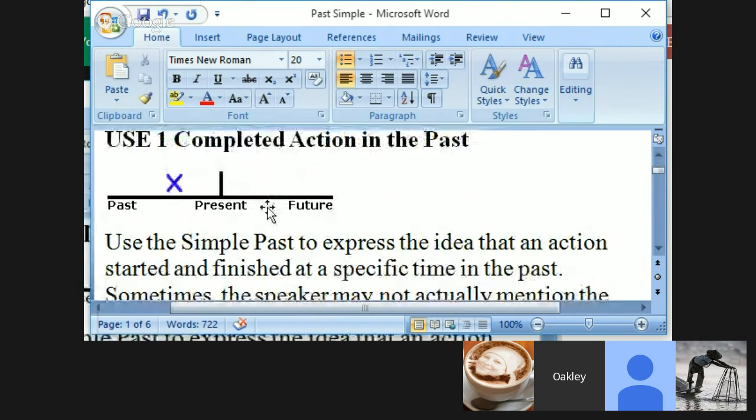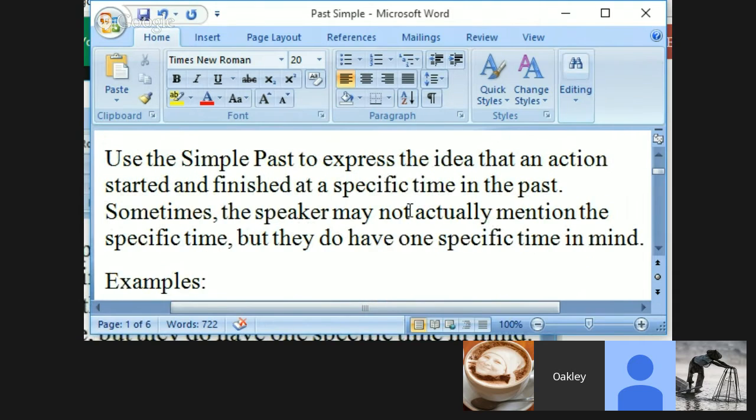Okay, use number one, the most common use, normal, practical use, is to describe a completed action in the past. As in the diagram, it is finished, done, over. It has no relationship to the present. If it did have a relationship to the present, we would have to use present perfect tense. The idea is that an action started and finished in the past. It's over.